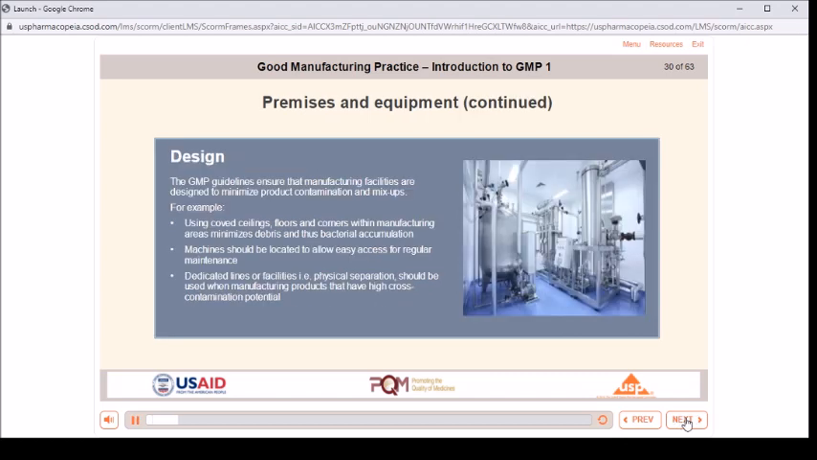Premises and equipment, continued. Design. The GMP guidelines ensure that manufacturing facilities are designed to minimize product contamination and mix-ups. For example, using coved ceilings, floors, and corners within manufacturing areas minimizes debris and thus bacterial accumulation. Machines should be located to allow easy access for regular maintenance. Dedicated lines or facilities, i.e. physical separation, should be used when manufacturing products that have high cross-contamination potential.